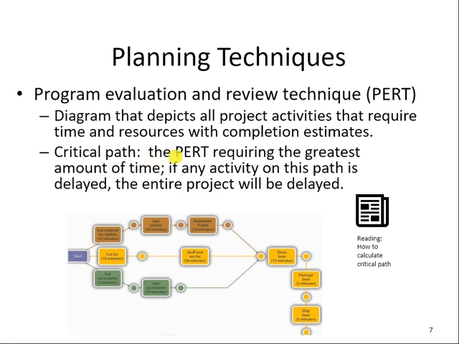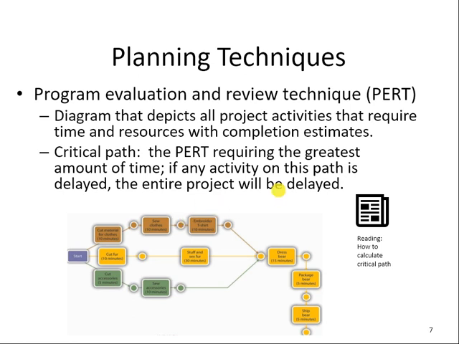So what is the critical path? Critical path is the PERT path requiring the greatest amount of time. Because to achieve the project, we have to complete all the activities. The path that requires the greatest amount of time is the critical path, because it is the path that takes most of the time. And if any activity on the critical path is delayed, then the whole project is delayed. That's why it's important.